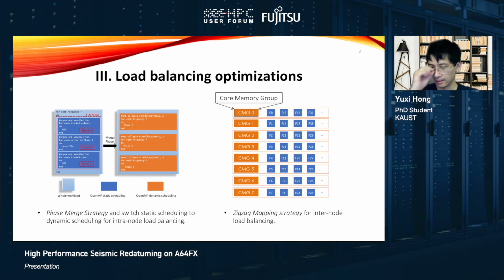The second is the zigzag mapping strategy. We map one MPI process to one core memory group. If you use the naive static chunk allocation, the first MPI process is responsible for the first partition of the dataset, but it will have less work than the last MPI process. So we use this zigzag mapping strategy. We try to allocate the workload evenly to all the MPI processes.